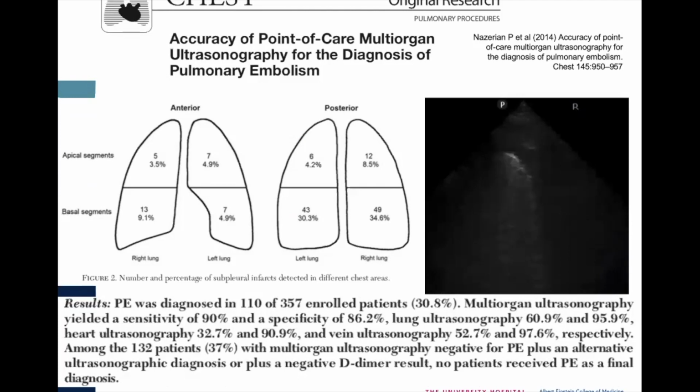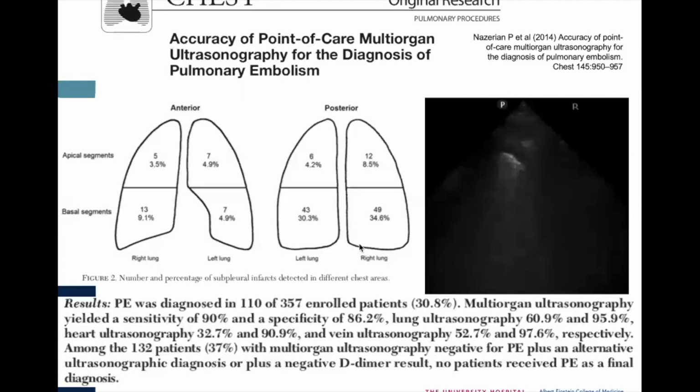RV dilatation on echo, or DVT on compression leg ultrasonography. So this was a multi-organ ultrasound looking at legs, lungs, and the heart. All of these patients underwent CT pulmonary angiography. So we see that in patients with suspected PE, evidence of pulmonary infarction, which they found in roughly 30% at the bases, had a sensitivity of 61% and a specificity of 96% for PE.